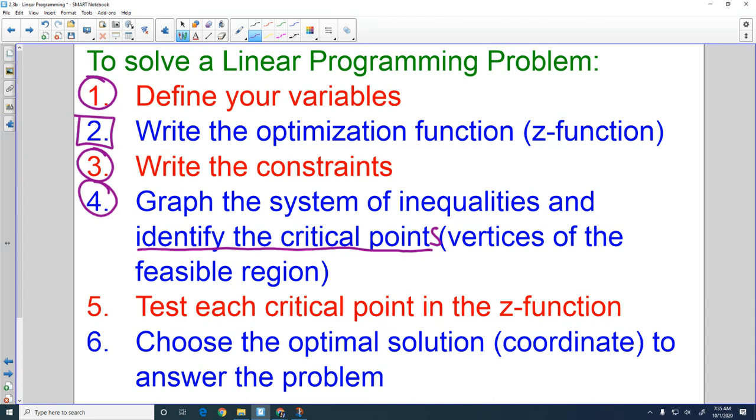Once you've got those corners, then you just plug each one of those into this new Z function that we're going to write. And basically, this Z function is going to have an X and a Y in it, and you just plug those numbers for that coordinate into X and Y.